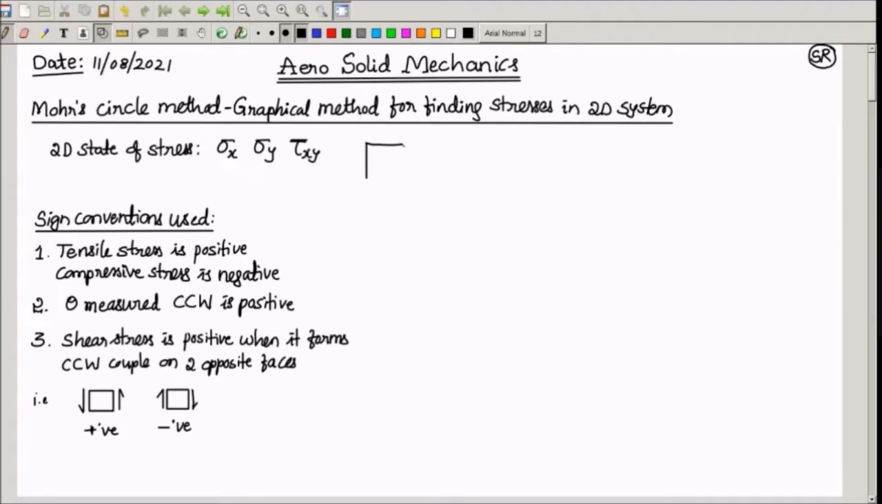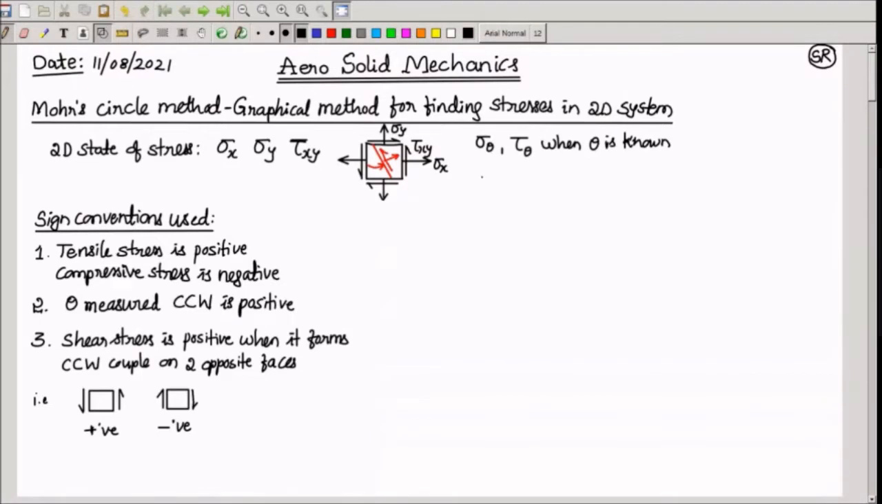A patch of square area like this. Sigma x will be acting like this, sigma y will be acting like this, and tau xy, shear stress, will be acting like this. We also know how to calculate the normal and tangential stress on an inclined plane like this. For that, we had derived analytical expressions for sigma theta and tau theta in terms of theta.